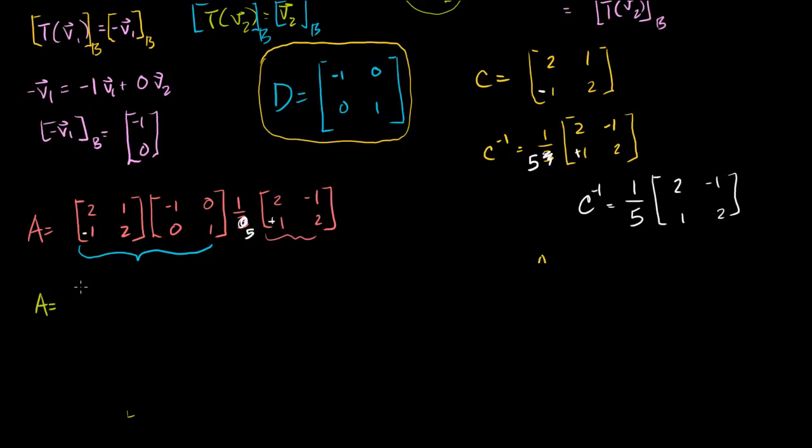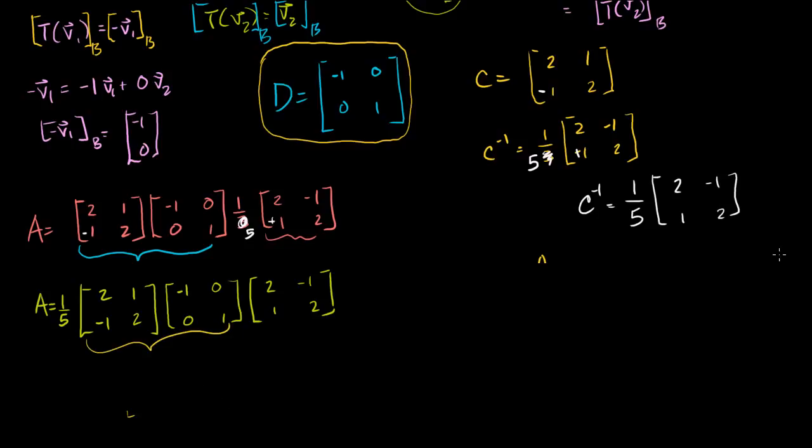So A is equal to, let me rewrite them, 2, 1, minus 1, 2, right? 2, minus 1, 1, 2. These are our basis vectors. I forgot that minus sign there. Times our matrix D, minus 1, 0, 0, 1, times 1/5. Let me just write the 1/5 out here. This is C inverse. So we have 2, 1, minus 1, 2. And what is this going to be equal to?